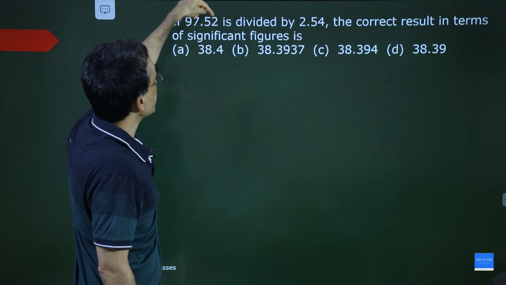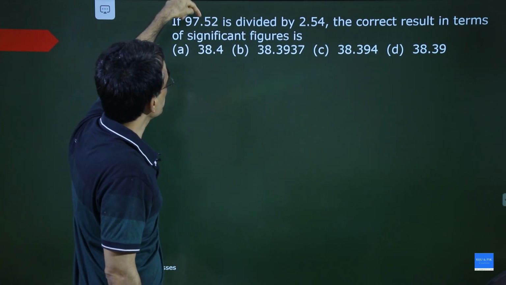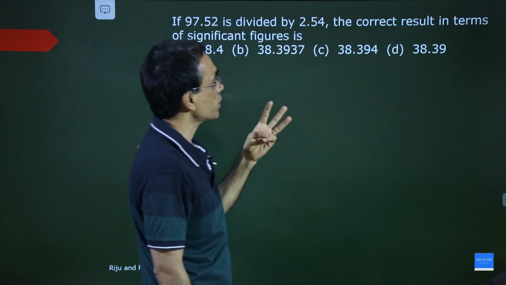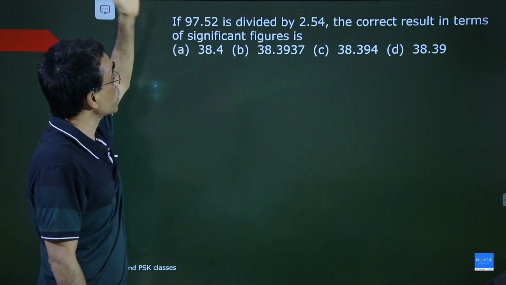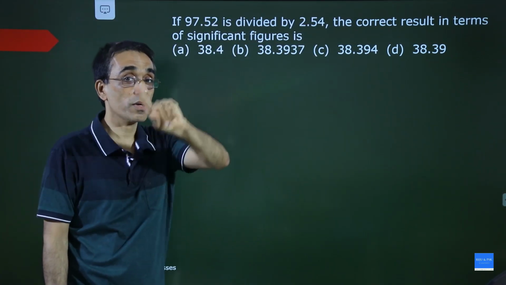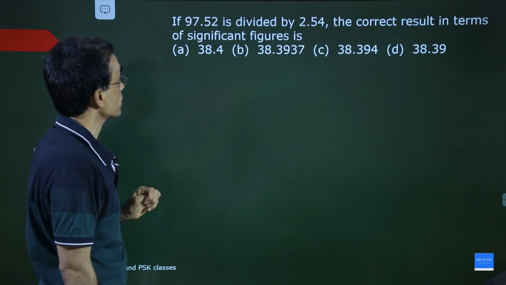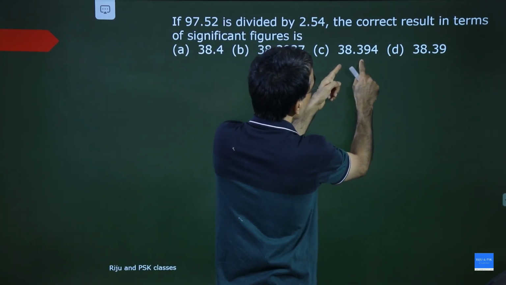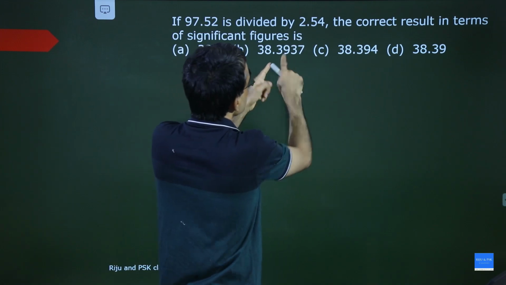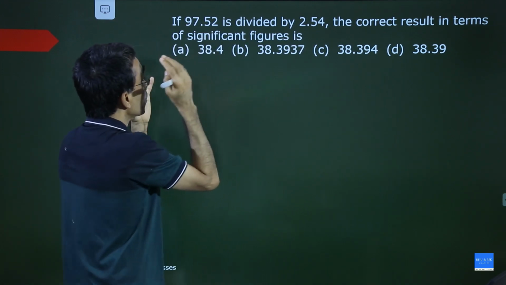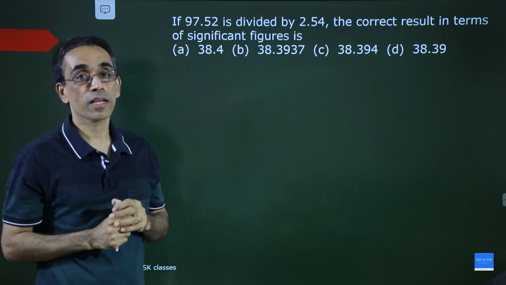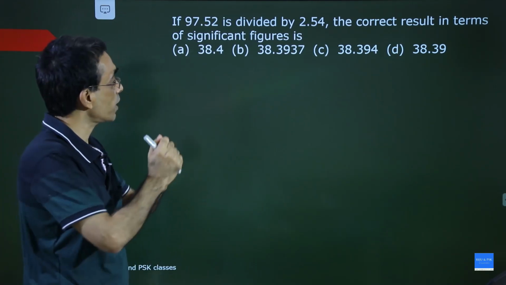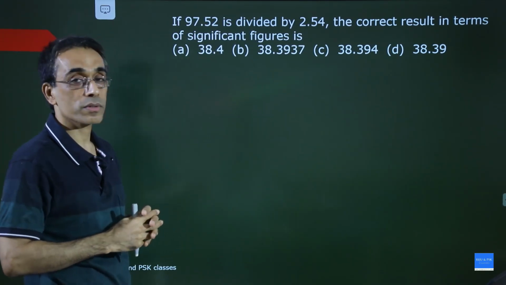Now this has got how many significant places? 1, 2, 3, 4. This has got how many? 1, 2, 3. So this has got 4, this has got 3. So the answer should have only 3 significant places. Now see, this has got how many significant places? 4. This has got 5. This has got 6. This has got only 3. So the possible answer is option A, 38.4. You can try calculation and rounding up, you will get 38.4.